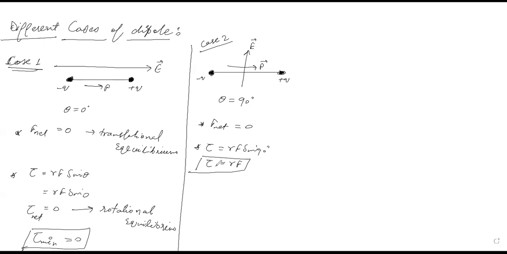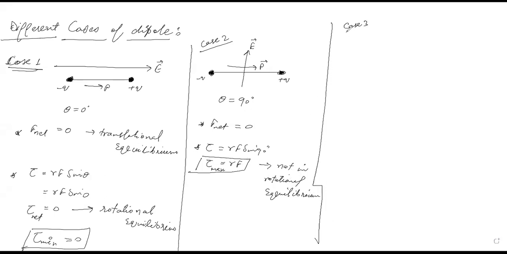Finally, we can say the torque acting upon the body is maximum. So we can write here tau max is equal to R into F. And finally, the system is not in rotational equilibrium. Note it down, please.